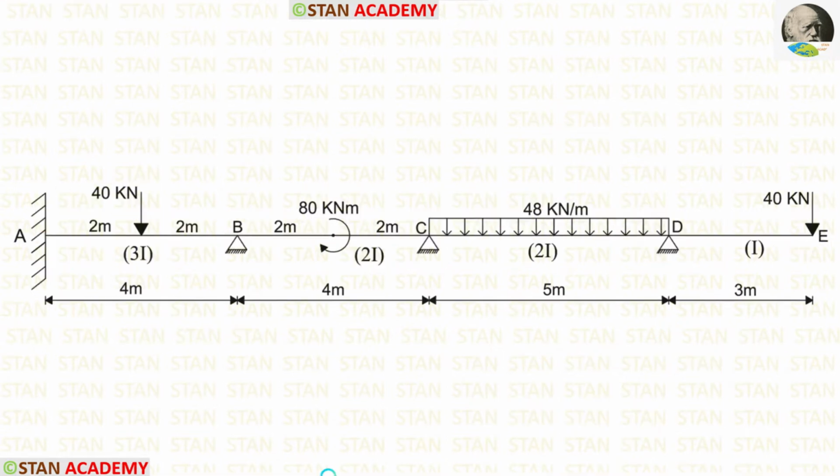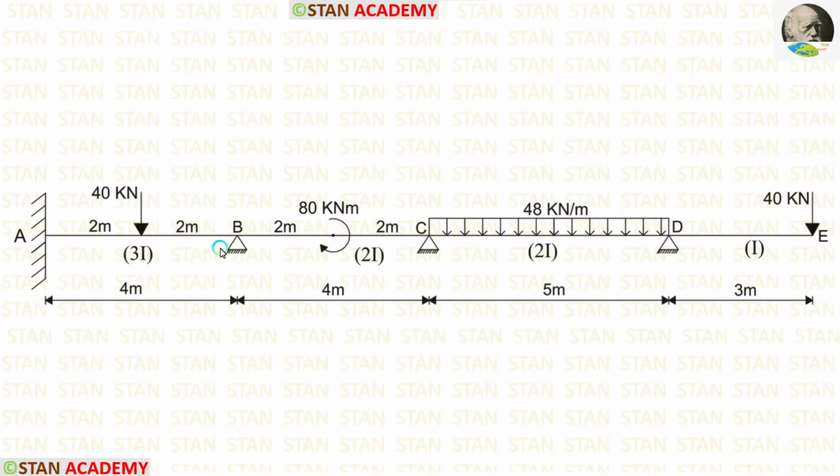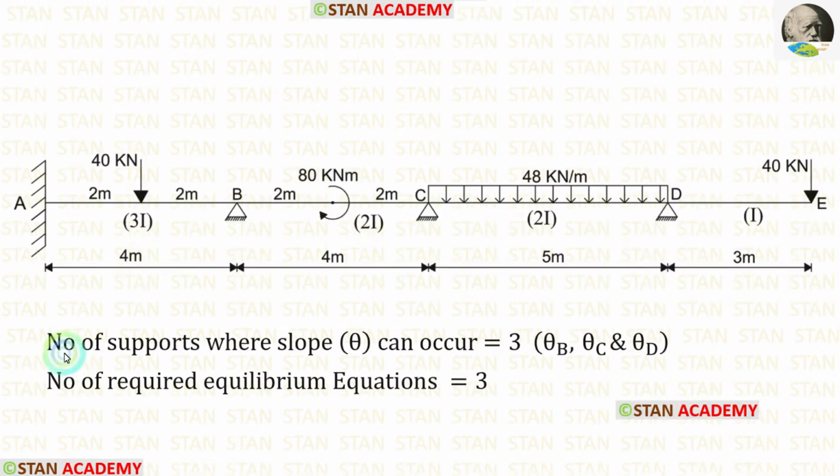In the slope deflection method, we have to check the number of supports in which slope can occur. Let us see the conditions. In the fixed support, there will be no slope. In the hinged support, there will be slope. In the roller support also, there will be slope. In this beam, at the points B, C, and D, there are hinged supports. So, the number of supports in which slope can occur is 3.